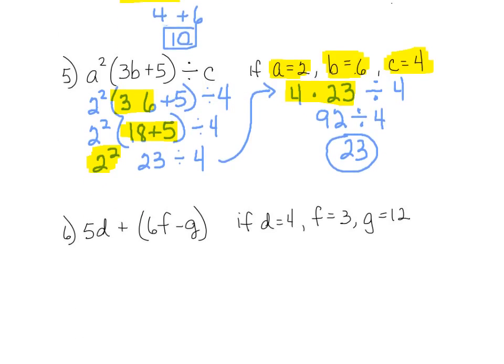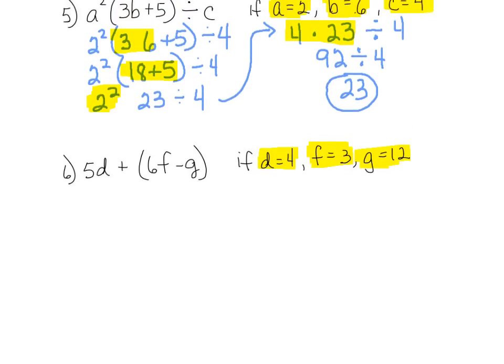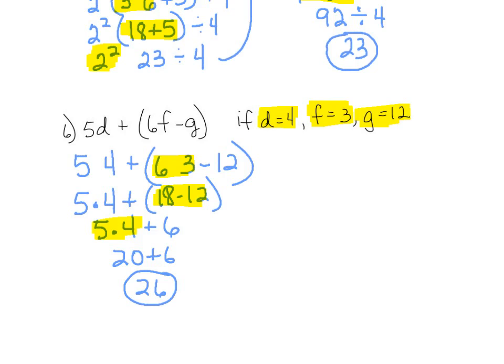All right, I'm going to give you time to try number 6 on your own. Remember that I've defined the value of D, F, and G for you. Substitute those values and then use order of operations to evaluate. Hit pause on your video now, and when you are done, come back and check your answer. Okay, so your solution is 26. Check every step and make sure that you did this correctly.